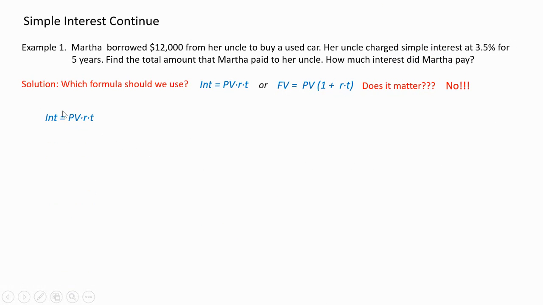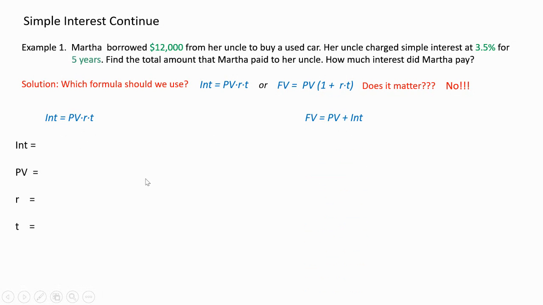For example, say we use this one here, the interest equals the present value times R times T. If we're trying to find the future value, then we have to use this one accompanied with the interest formula. The future value, which means all the money that you paid back, will be the present value of what you borrowed plus the interest.